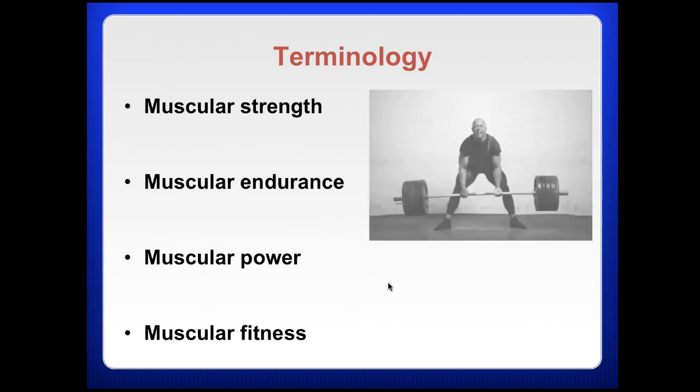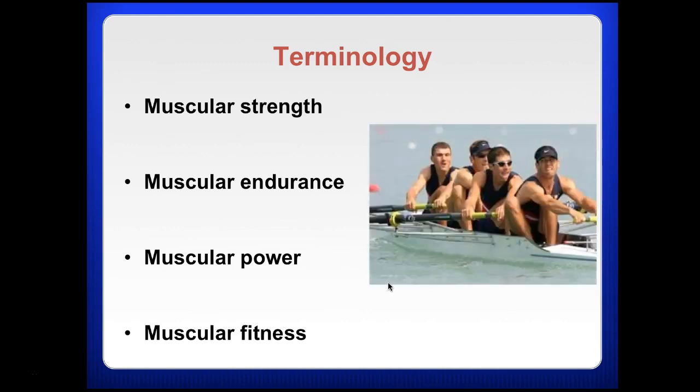Next, we have muscular endurance. And this is going to be when we have a muscle or muscle group that can perform repeated contractions against submaximal resistance. So this can be anything that is lightweight, but you're able to do many repetitions of, such as rowing in a boat. Next, we have muscular power.